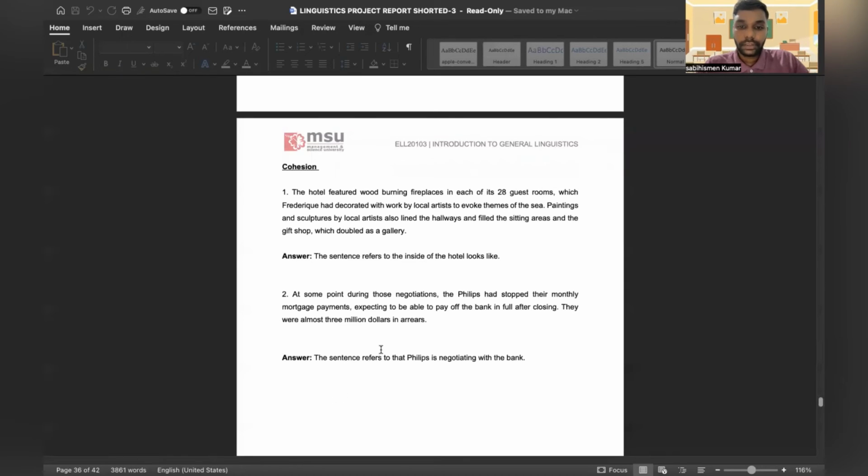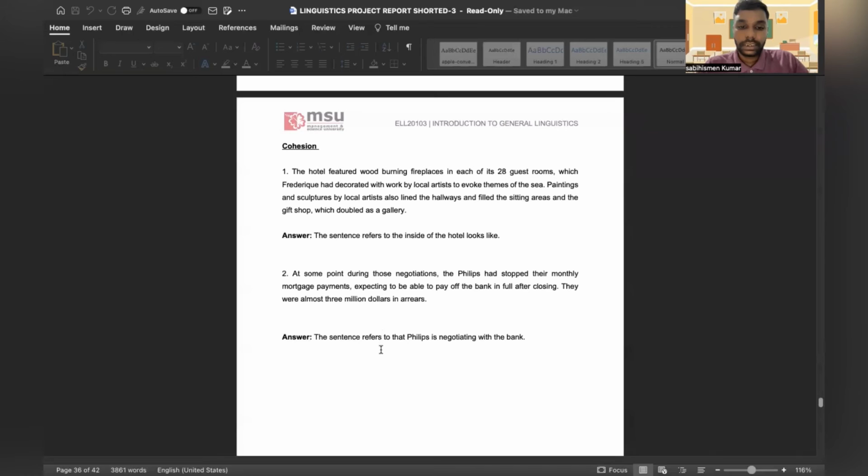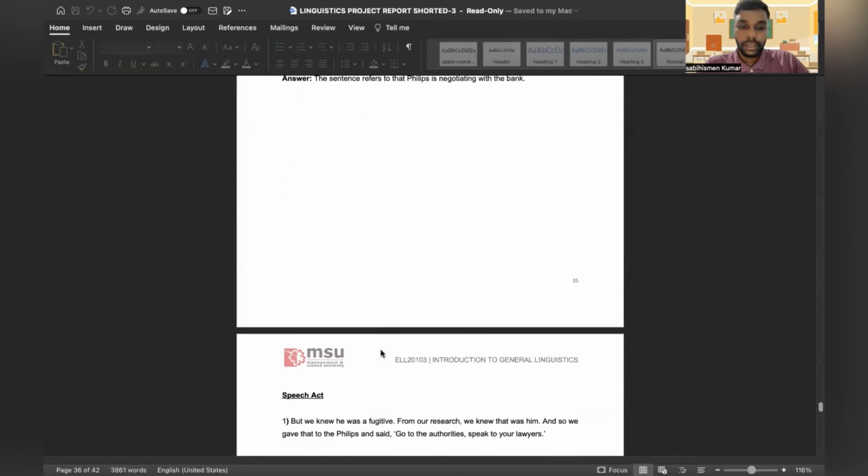"At the same point, during the negotiation, Philip had stopped their monthly mortgage payment, expecting to be able to pay off the bank in full after closing. They were almost $3 million in arrears." The answer would be that the sentence refers to Philip negotiating with the bank.